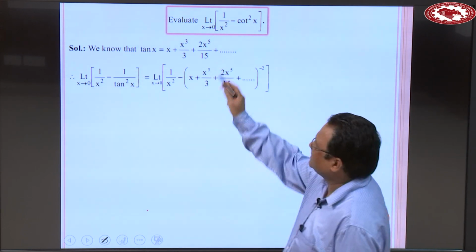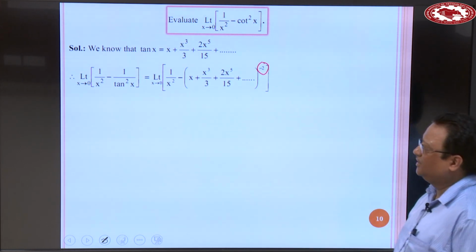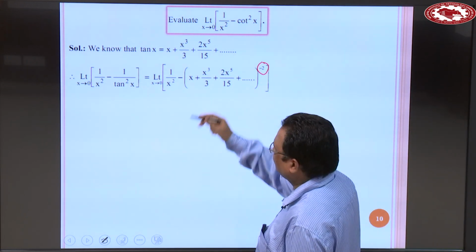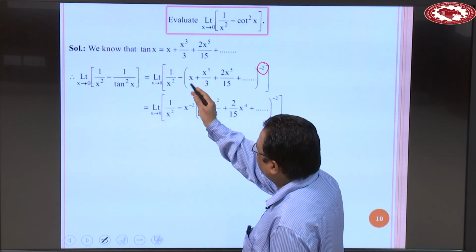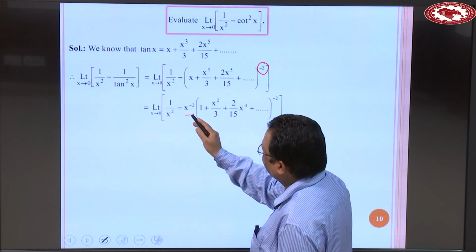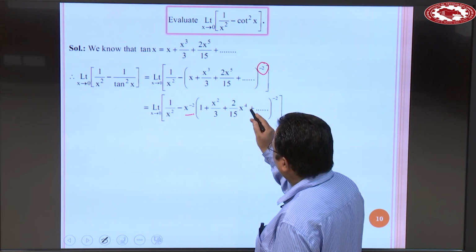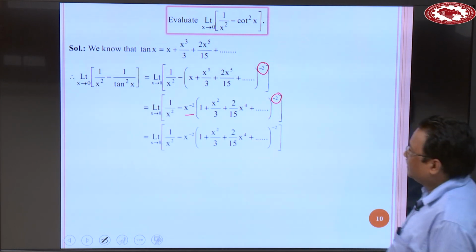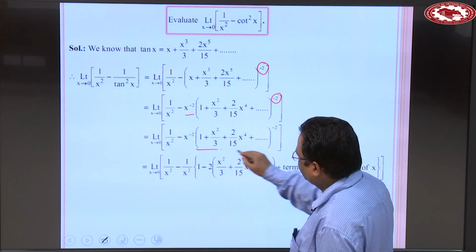So tan x is this, and this bracket term is raised to the power minus 2. Substitute the value of tan x and simplify. Take x common outside the bracket, so we get x to the power minus 2, and within the bracket 1 plus x square over 3 plus 2 over 15 x to the 4 plus and so on, to the power minus 2. Clear? Now use binomial expansion here.